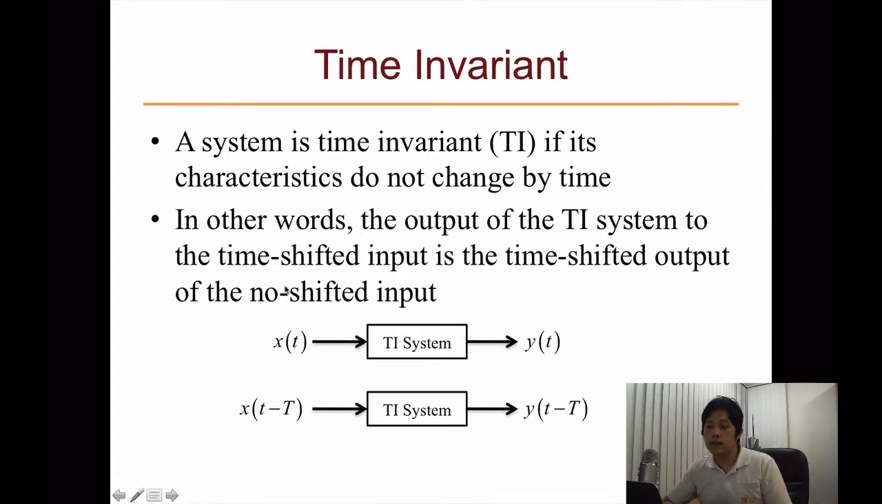Mathematically, it means that the output of the TI system to the time-shifted input is the time-shifted output of the non-shifted input. So if the TI system responds to the input x(t) with y(t), then if you feed the shifted input x(t - T) to the TI system, you should get y(t - T).